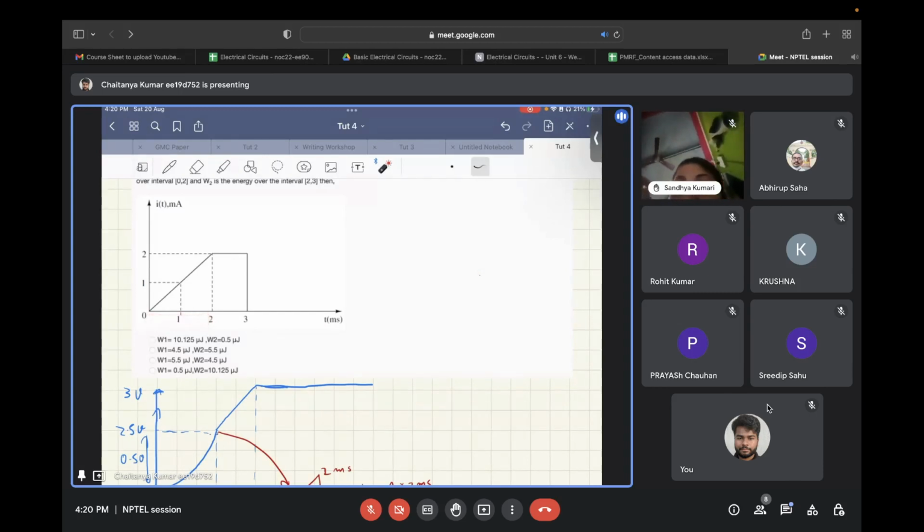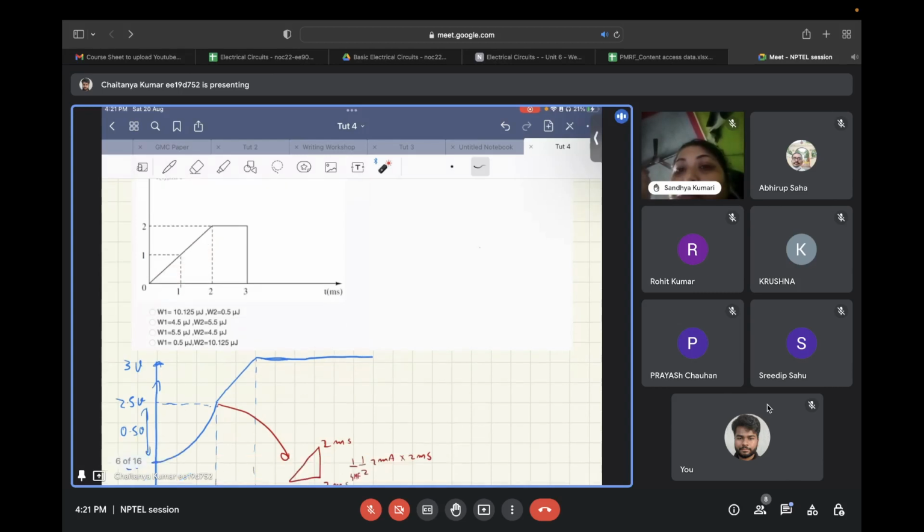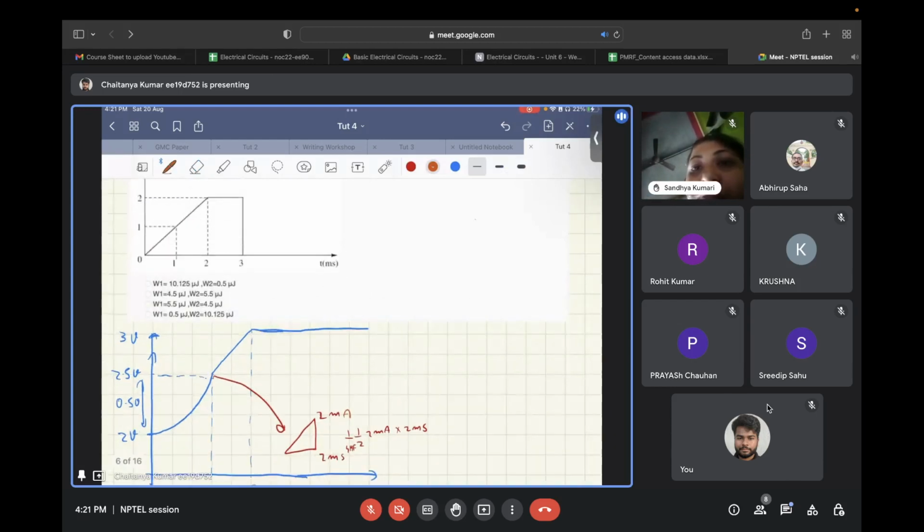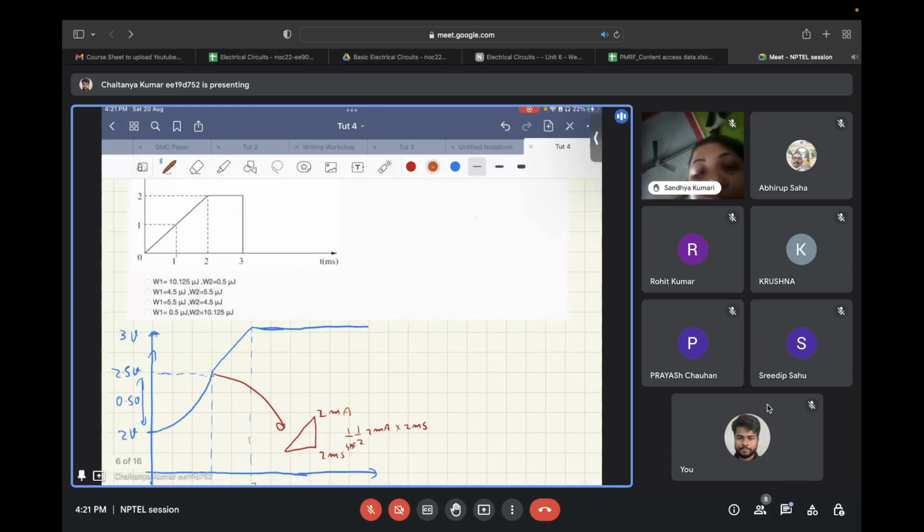2 milliseconds, the total additional voltage that will appear on the capacitor can be calculated by the area of this triangle. If you calculate the area, it comes out to be 2 milliamperes into 2 milliseconds into 1 by 2 divided by the capacitance value, that is 4 microfarad, and that comes out to be 0.5 volts.